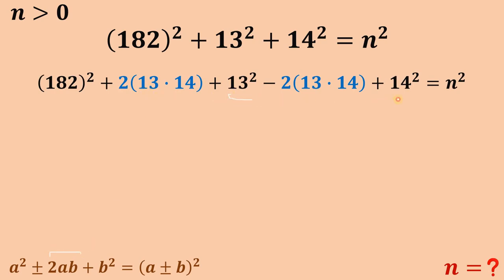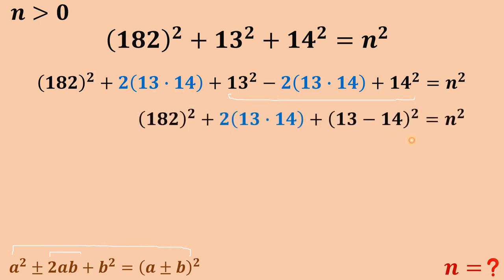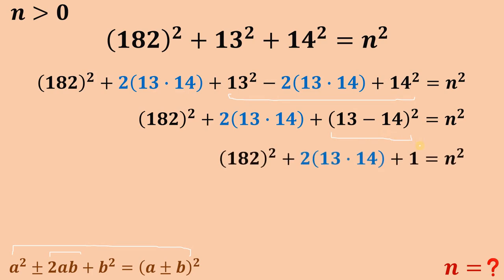Now, if we focus on these three terms, we have 13 squared minus 2 times 13 times 14 plus 14 squared. We can apply this identity, so we can factor this out nicely as 13 minus 14 raised to the power of 2. Now, the rest we bring down, like 182 squared and positive 2 times 13 times 14. Next, 13 minus 14 raised to the power of 2 is negative 1 squared, or simply equal to 1.